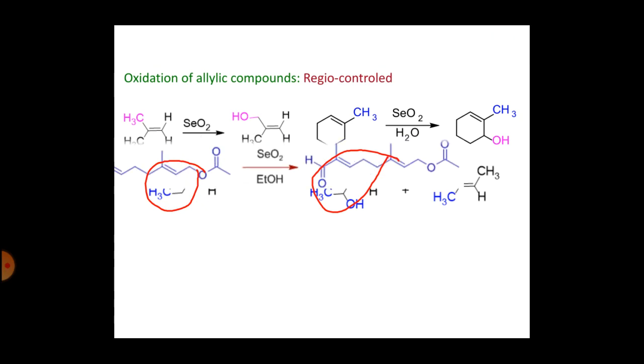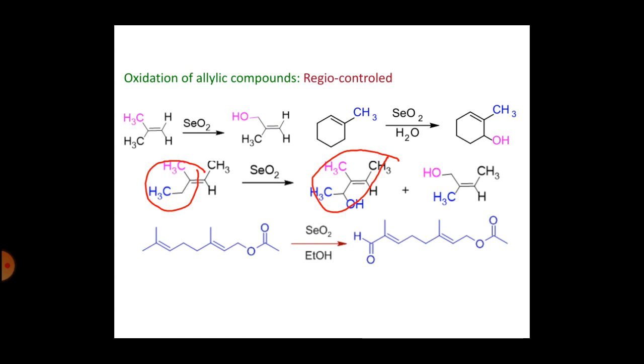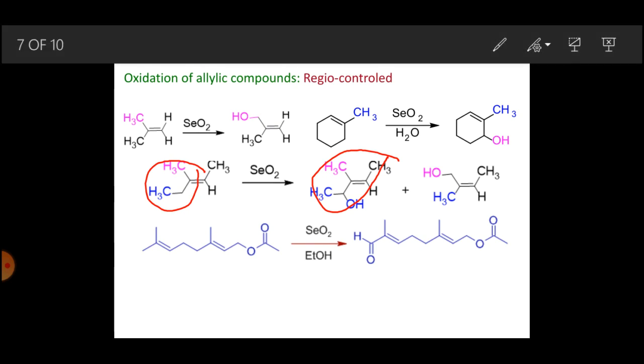But this is a very interesting example. There are two separate double bonds, and both the double bonds are trisubstituted. If you see this one, 1, 2, 3, 1, 2, 3. So both the double bonds are trisubstituted, but it is giving exclusively one product. You see here, it is giving exclusively one product.